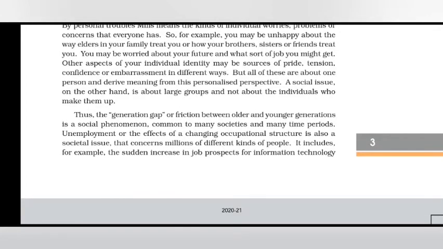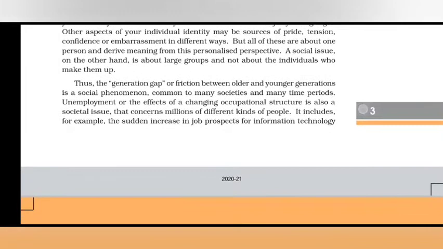You may be worried about your future and what sort of job you might get. Other aspects of your individual identity may be sources of pride, tension, confidence, or embarrassment in different ways. But all of these are about one person and derive meaning from this personalized perspective. A social issue, on the other hand, is about large groups and not about the individuals who make them up.